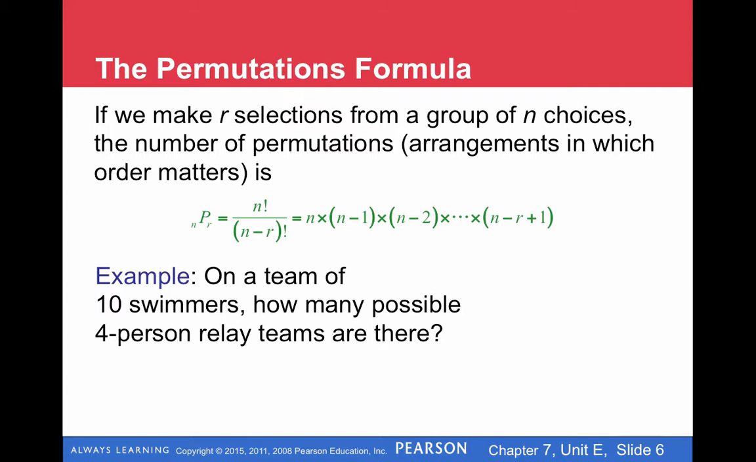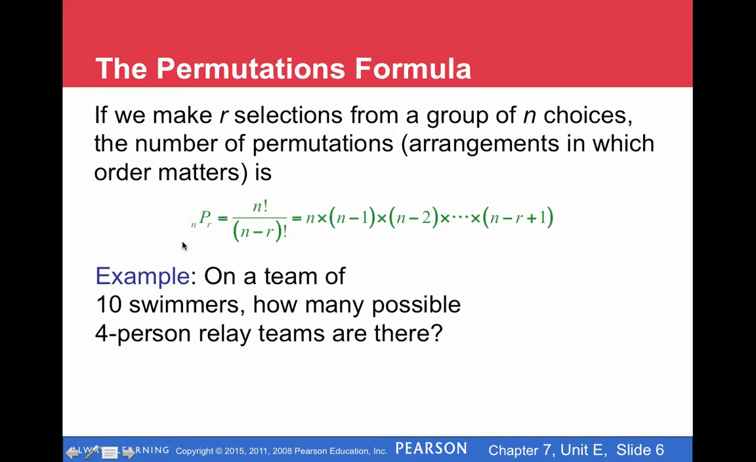On a team of 10 swimmers, how many possible 4-person relay teams are there? When we're selecting people, there's no repetition. We're selecting from the same group of 10 swimmers, and order does matter when we select a relay team, because usually you want your fastest at the end. So order definitely matters here, and we're selecting without repetition. We're not going to select the same person to do all legs of the relay.